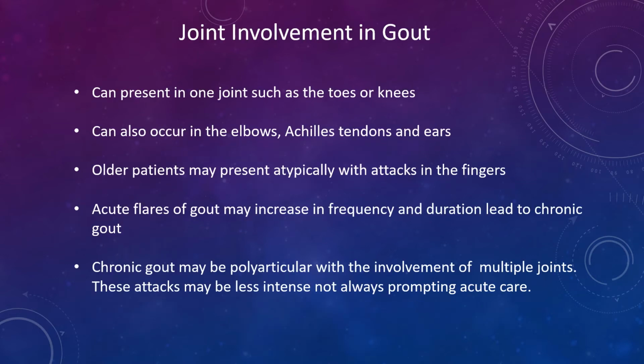Joint involvement in gout can present in one joint such as the toe or knees. It can also occur in the elbows, Achilles tendon, and ears. Older patients may present atypically with attacks in the fingers. Acute flares of gout may increase in frequency and duration and lead to chronic gout. Chronic gout may be polyarticular with the involvement of multiple joints. These attacks may be less intense, but not always prompting acute care.